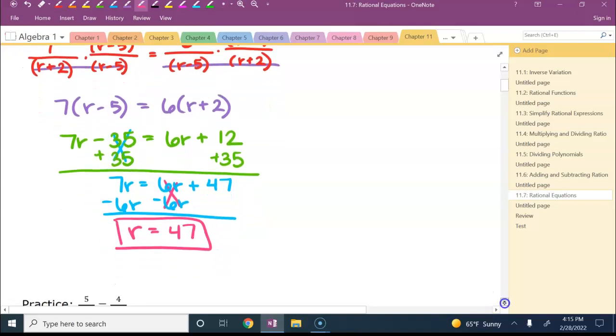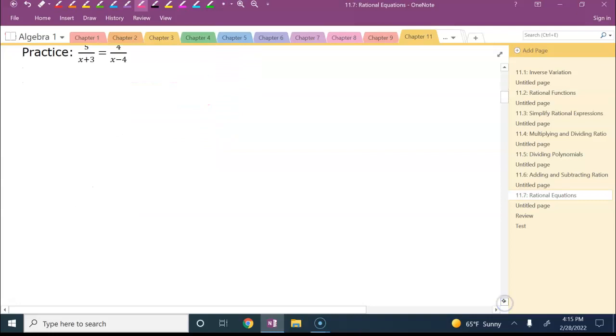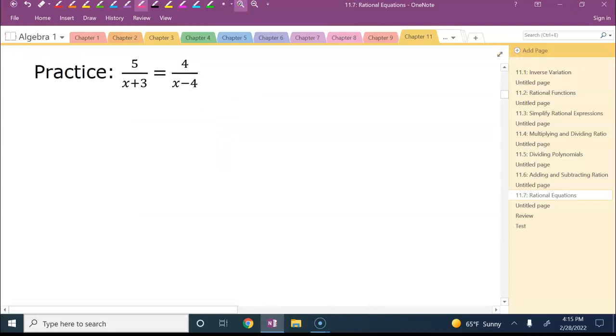So I want you guys to try this practice problem. So take a minute here, pause the video, and go ahead and try to do this one, and then come back and watch for the solution.